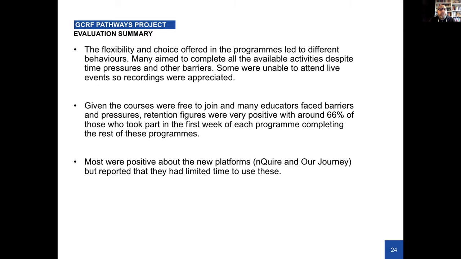Maybe people got bombarded with a bit too much. When the courses were being put together, it was very inclusive; you could probably have filled an MA with the amount of content people were being introduced to if you were to do it in a bit more detail. So sometimes people said they just didn't have the bandwidth to engage with everything, such as these new platforms that I mentioned.